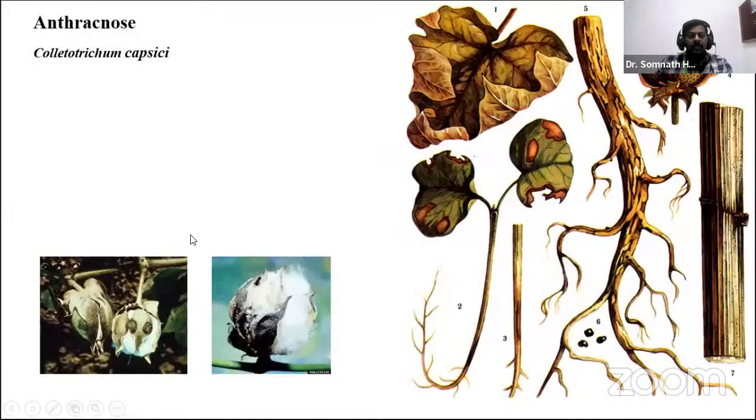Another important disease is anthracnose of cotton, which is caused by Colletotrichum capsici. These are the different symptoms of the anthracnose disease in cotton. Almost all the plant parts are affected by this disease, which deteriorates the quality of the cotton, and heavy losses are incurred because the bolls are heavily infected due to the anthracnose disease of cotton.